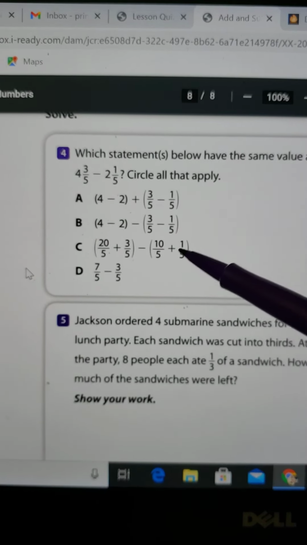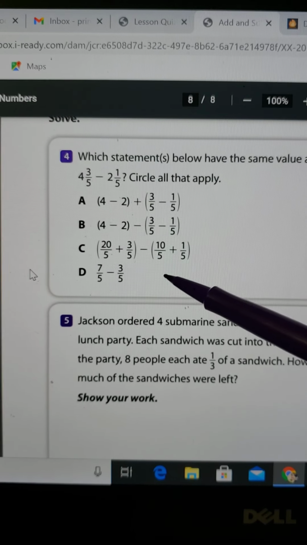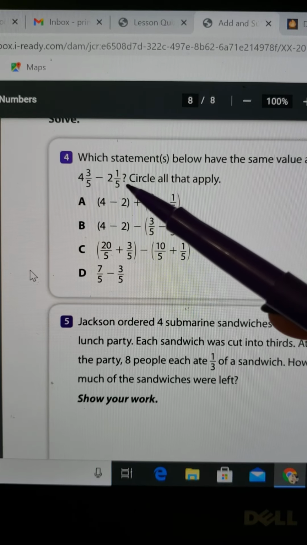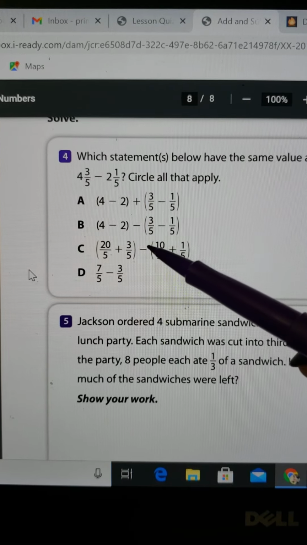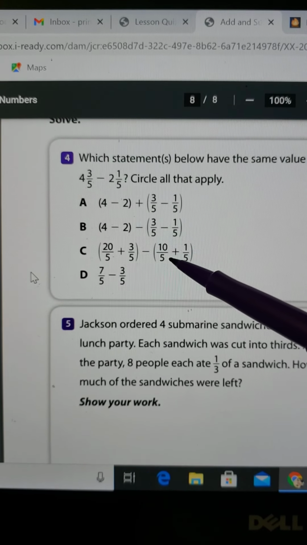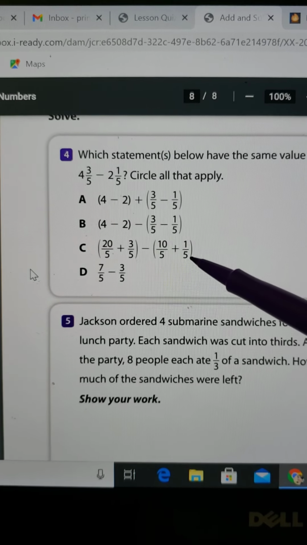Okay, minus 10/5. Would that be the same thing as 2 wholes? 10/5? Hope you said yes. Plus 1/5.